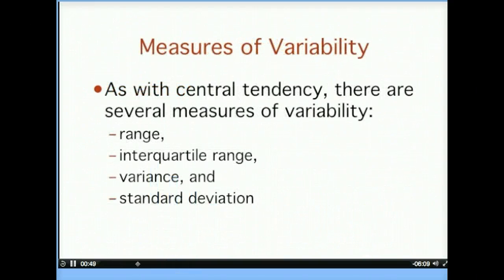Just as there are several measures of the center of a distribution, there are many measures of the variability of a distribution. Four are used frequently: the range, the interquartile range, the variance, and the standard deviation. We now look at each of these four measures of variability in more detail.